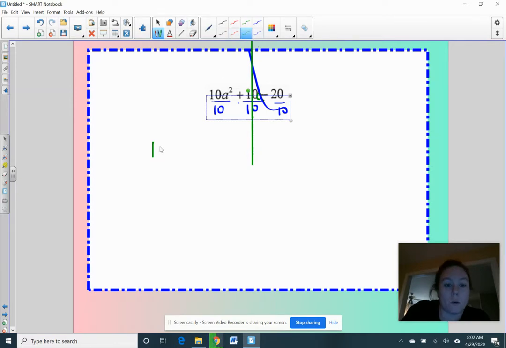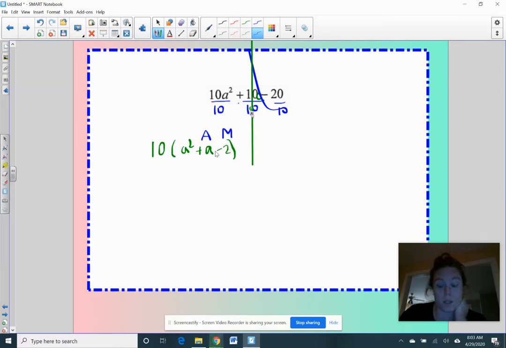Okay. So I'm going to factor out a 10 first. So then I'm left with a squared plus a minus 2. Okay. Now I need two numbers that add to 1 but multiply to negative 2. So this is one of the problems where since it has to multiply to a negative number, I'm going to have 1 plus and 1 minus.